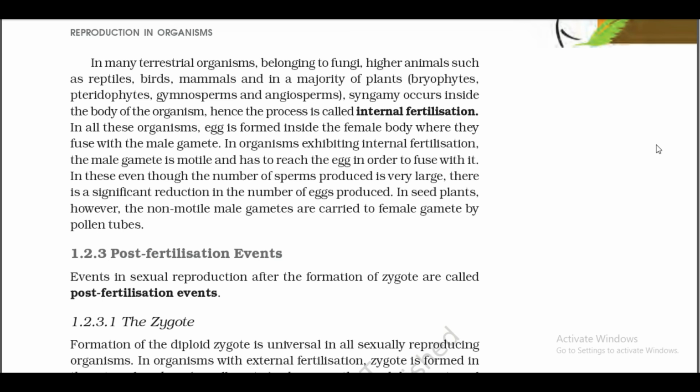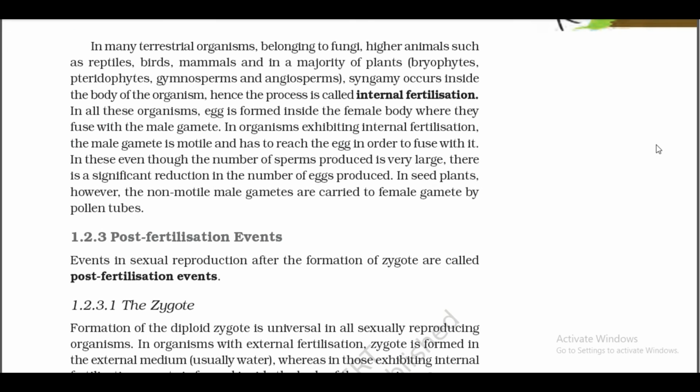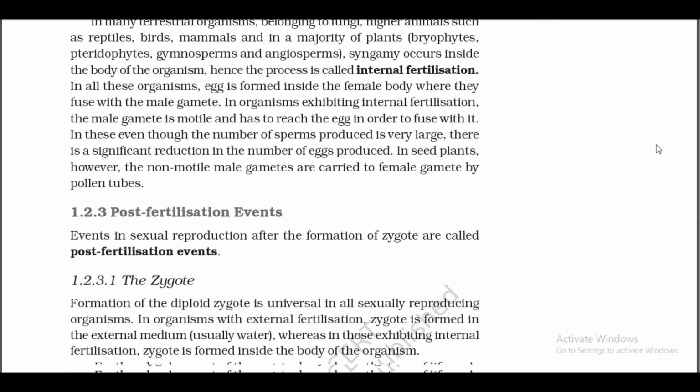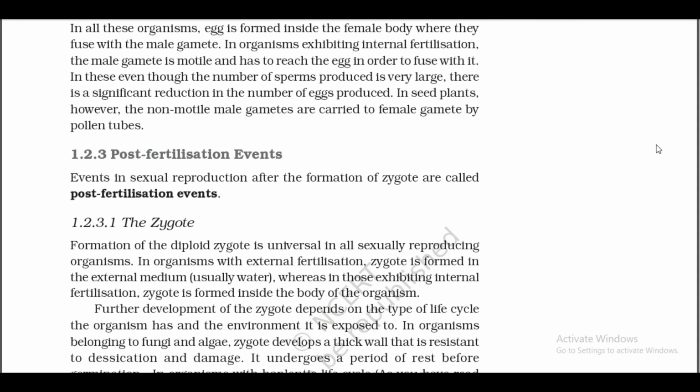In organisms exhibiting internal fertilization, the male gamete is motile and has to reach the egg in order to fuse with it. In these, even though the number of sperms produced is very large, there is a significant reduction in the number of eggs produced. In seed plants, however, the non-motile male gametes are carried to the female gamete by pollen tubes.